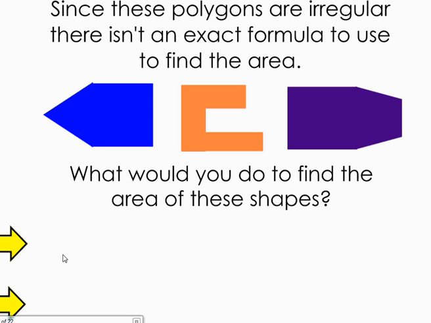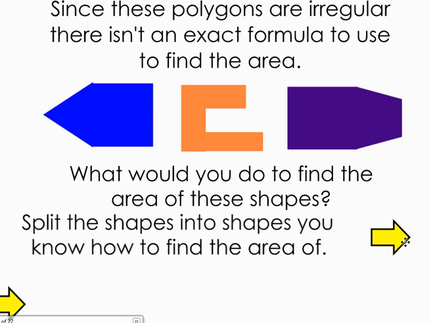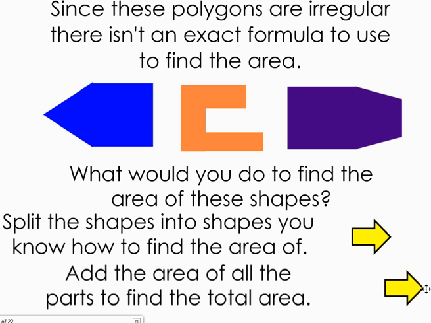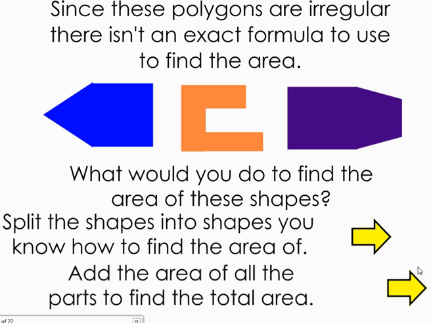For these, there isn't one specific formula. One of the things you want to do is split the shapes into shapes you know how to find the area of. Each of these shapes can be decomposed into other shapes, and those other shapes are ones that you know how to find the area of. Once you find the area of each of the smaller parts, you add them together and you can find the total area. So let's give a practice to this.